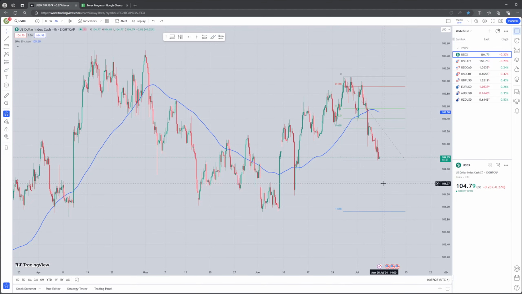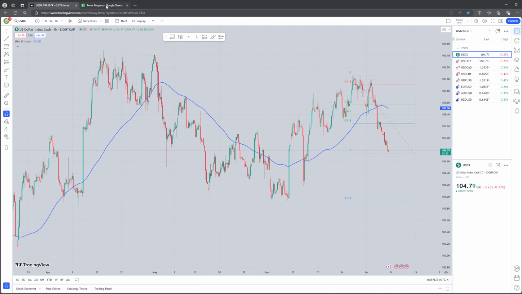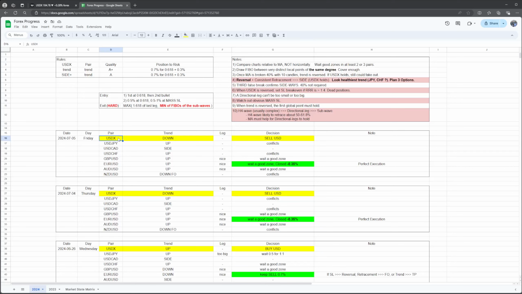So we're gonna look for opportunities to sell USD. Okay, let's write it down. So today is Friday. USD index trend is down, which means we're gonna look for opportunities to sell USD.